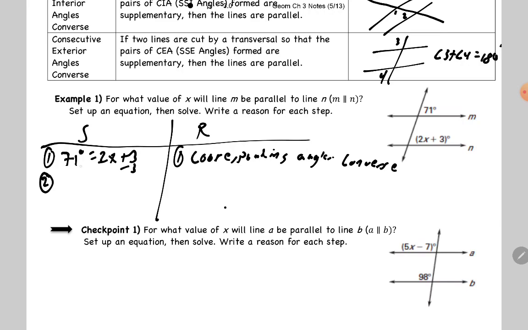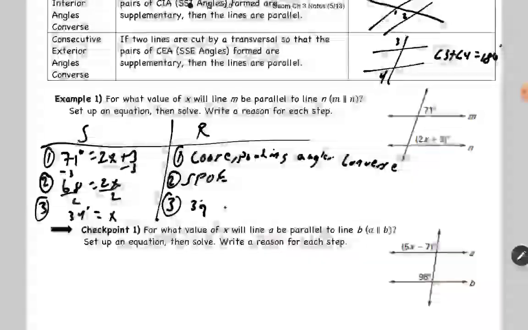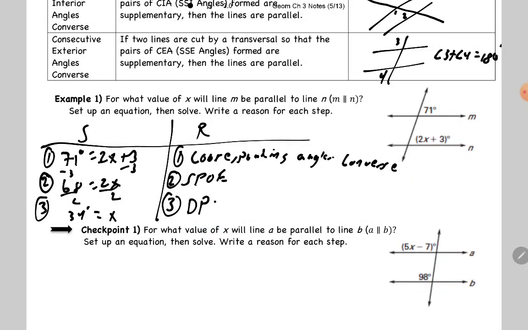We're going to subtract 3. Get 68 equals 2x. That was through the subtraction property of equality. And then 3. Divide by 2. Divide by 2. 34 degrees. Which through the division property of equality. So if x is 34 degrees, then line M would be parallel to line N.